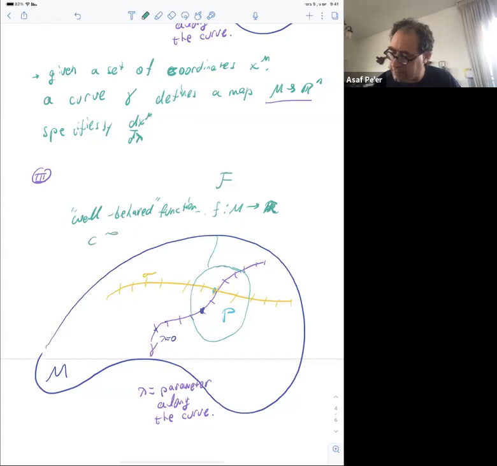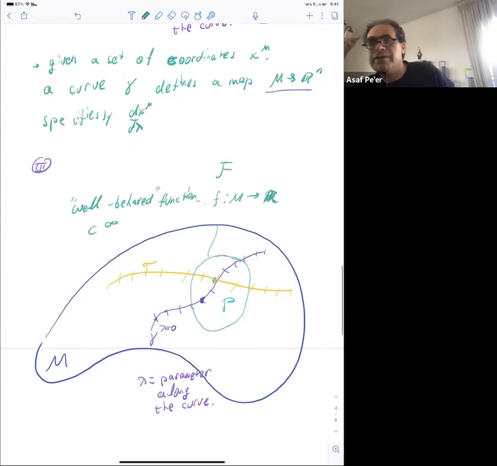It's called C infinity: infinite derivatives you can find. I'm not trying to get into all sorts of subtleties, not trying to be too smart. And now I can think of the curve as really being an operator.